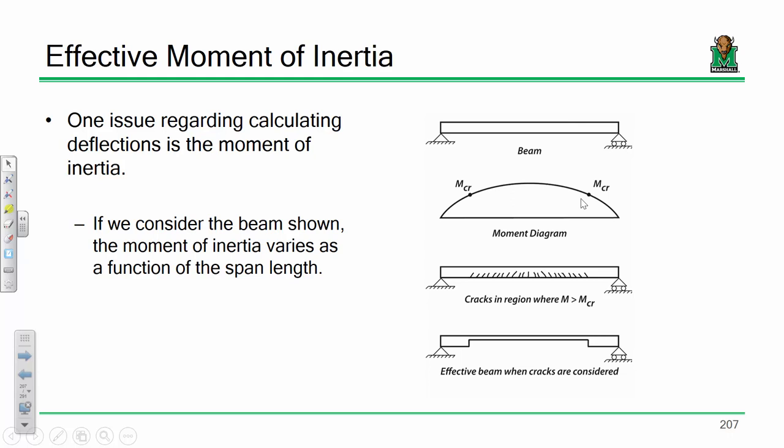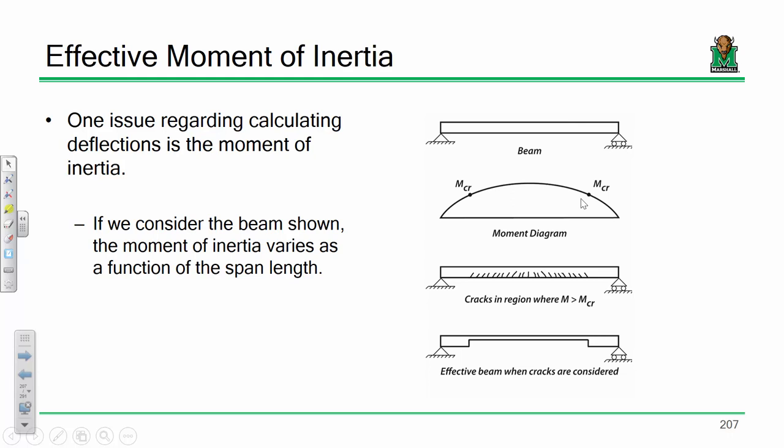So what I've got here on the screen, I got an image of a simply supported beam. And let's say that beam is subjected to a uniformly distributed load. Would you all agree that the moment diagram, if it's got a uniformly distributed load on it, looks something like this, right? Okay, now, let's take that beam and then let's compute the cracking moment, okay?